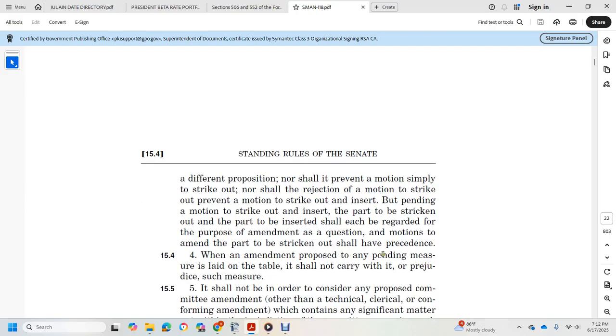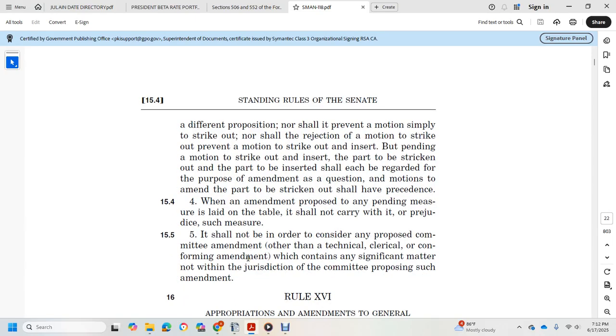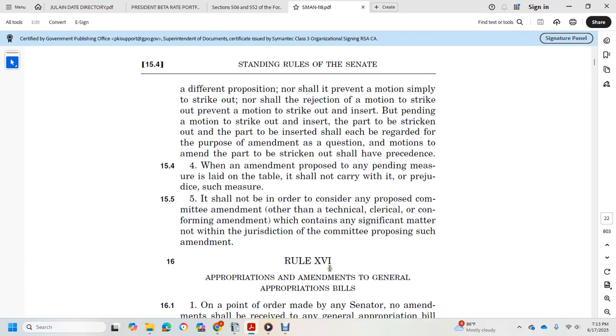15.4. When an amendment proposed to any pending measure is laid on the table, it shall not carry with it or prejudice such measure. 15.5. It shall not be in order to consider any proposed committee amendment, other than a technical, clerical, or conforming amendment, which contains significant matter not within the jurisdiction of the committee proposing such amendment.